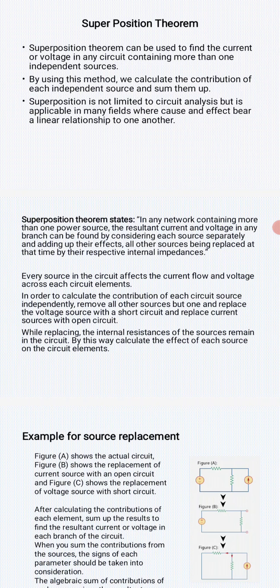If you want to remove the voltage source, it should be replaced with a short circuit. If you want to remove the current source, it should be replaced with an open circuit, while the internal resistance of the source remains in the circuit. In this way, calculate the effect of each source on the circuit element.